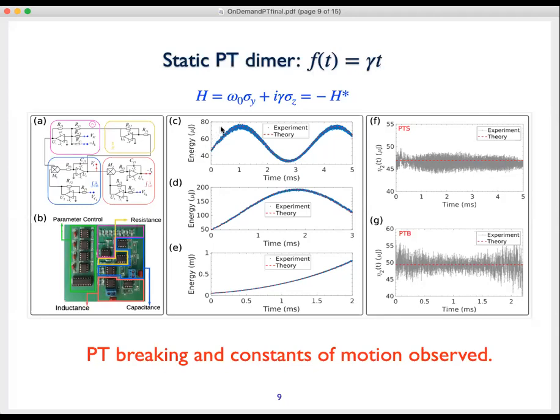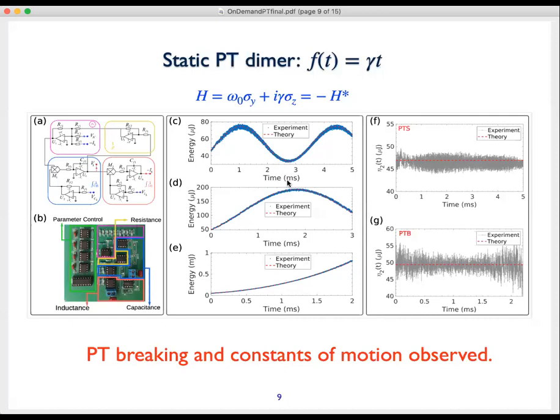In each of these cases, the dotted red lines are the theory, and the experimental data fit them fairly well. So we observe the normal PT transition in a single dimer. But the key part here is that this is an LC circuit which does not have any resistive elements in it, and it's not two LC circuits coupled together. It's a single LC circuit that is undergoing the PT transition.